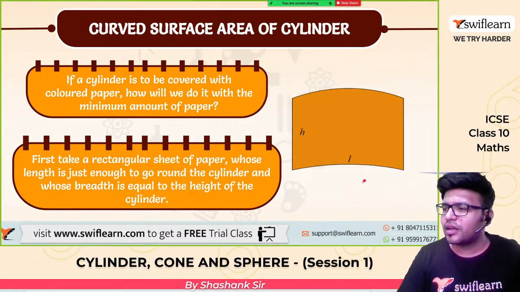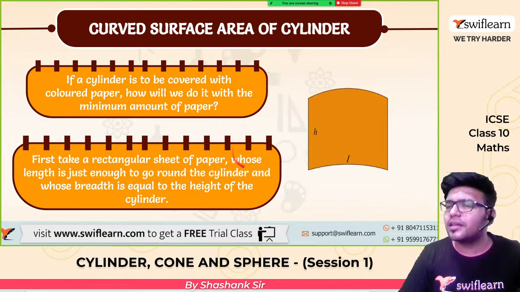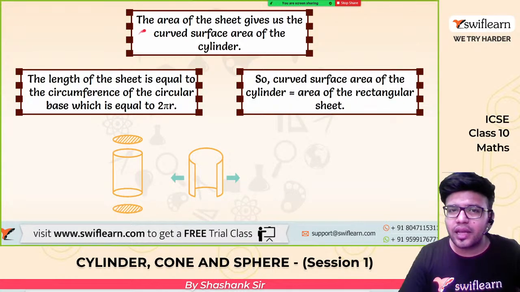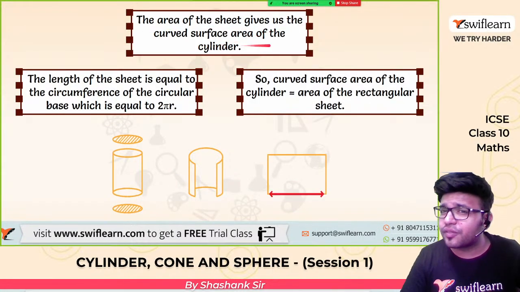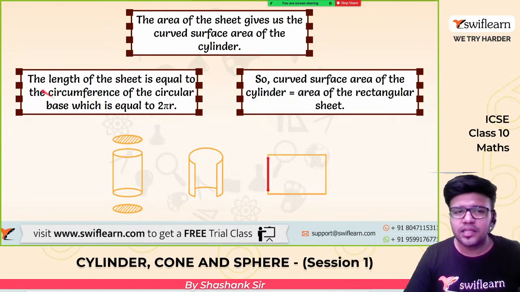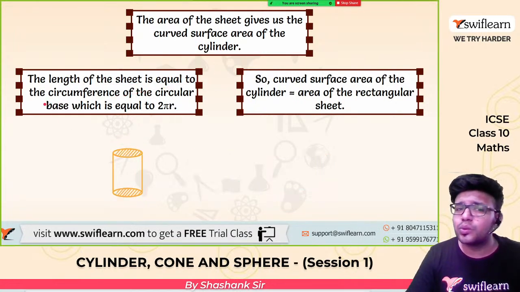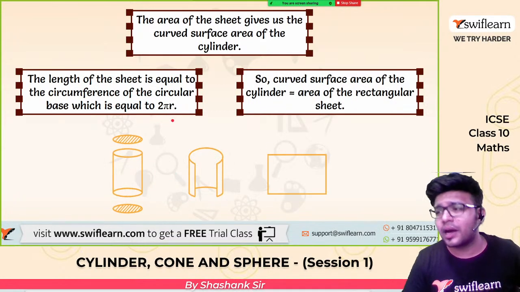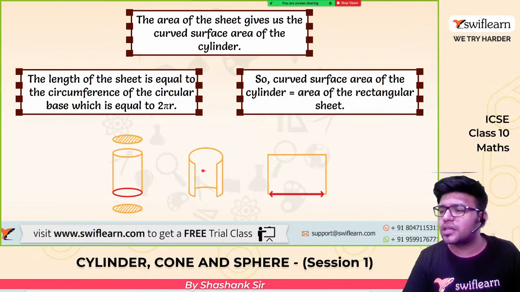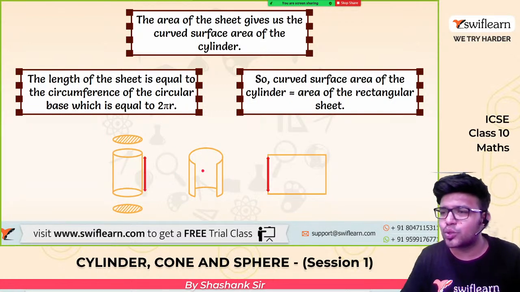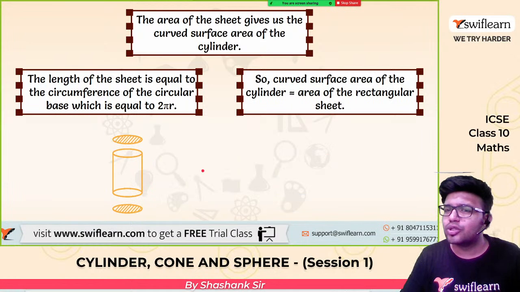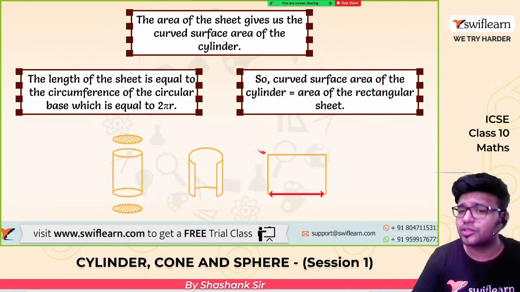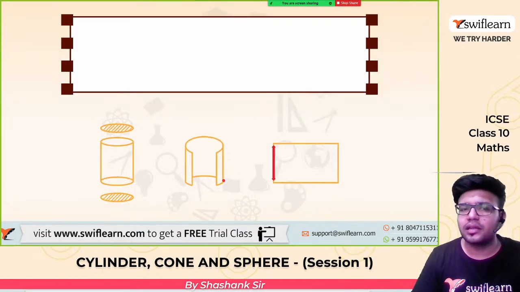Yes, if you only consider this, it is known as curved surface area. The area of the sheet gives us the curved surface area of the cylinder. The length of the sheet is equal to the circumference of the circular base, which is equal to 2 pi r. The circumference of a circle is given by 2 pi r. So the curved surface area of the cylinder is equal to the area of this rectangular sheet.